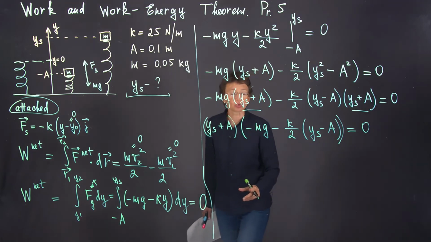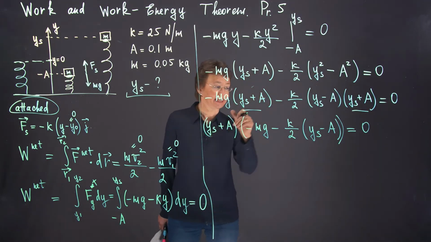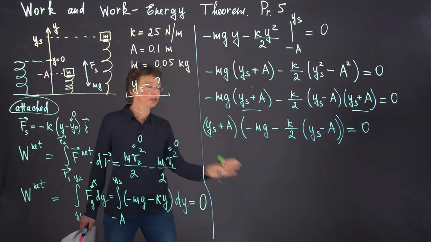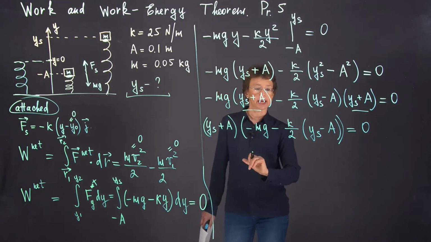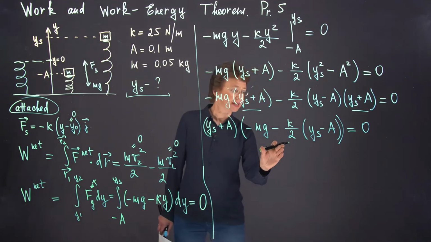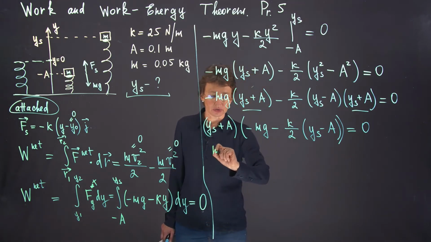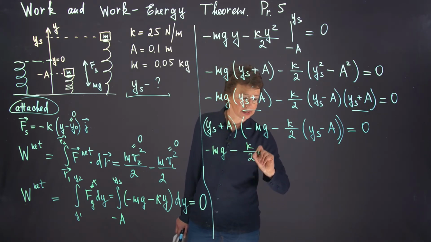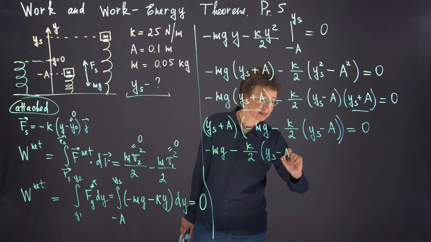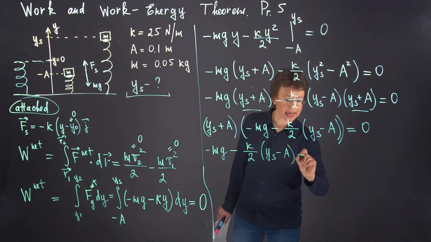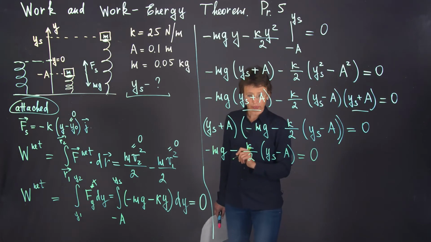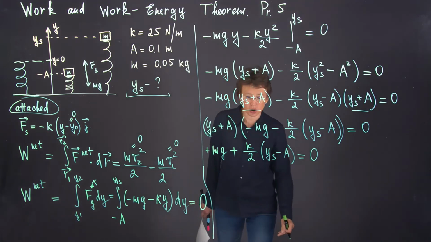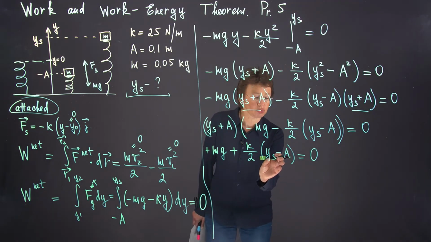So the first root that we have here, ys plus a equal to 0, ys is equal to minus a, that's where the block starts. We are not interested in this root. Let's look at the second root. What do we have here? We have mg minus k over 2 ys minus a, and this has to be equal to 0. Now, I will change minuses to pluses. We multiply by minus 1. And now we need to solve for ys.